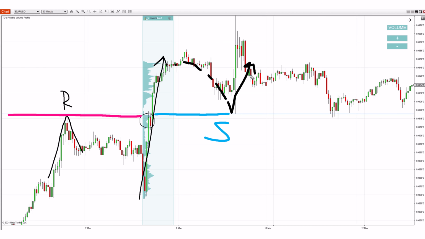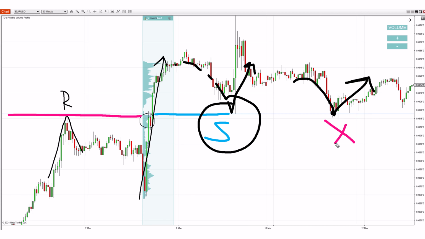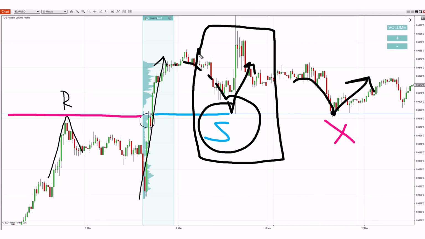Now, one more thing which I haven't mentioned yet is that once a support is tested, like in here, you don't want to trade it again. So even though there was another pullback and another successful test, you don't trade this because it is spent, and in this case it has been spent in here with this reaction, right? After that, you need to find a new level to trade from.